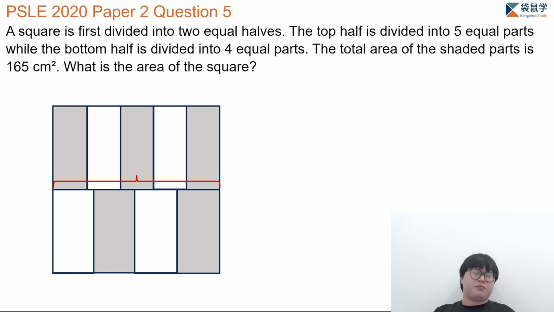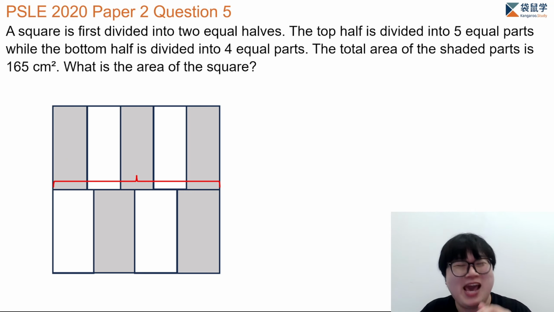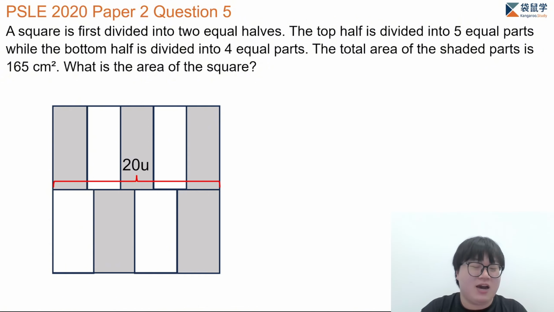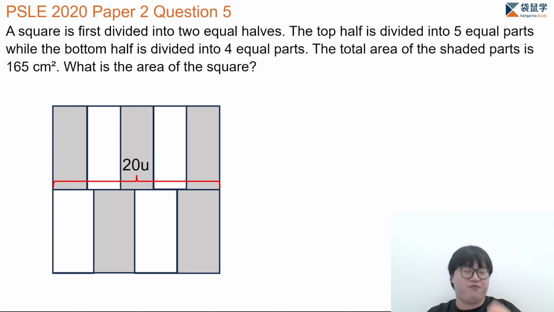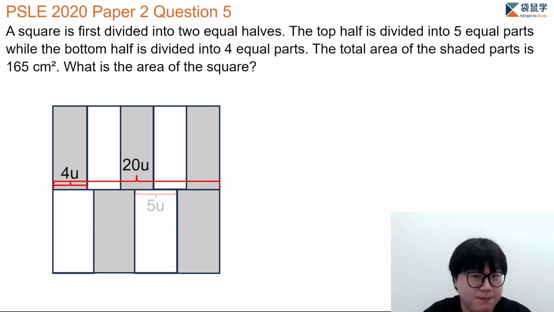So here, it can be divided by both 4 and 5. What should we find? LCM of 4 and 5. Perfect. So the LCM, very easy, will be 20. So here, for this line, we can divide into 20 units. And we find that for the top part, each small rectangle, the length will be how many units? 20 units divided by 5 will be 4 units. How about the bottom? 20 divided by 4 will be 5 units.